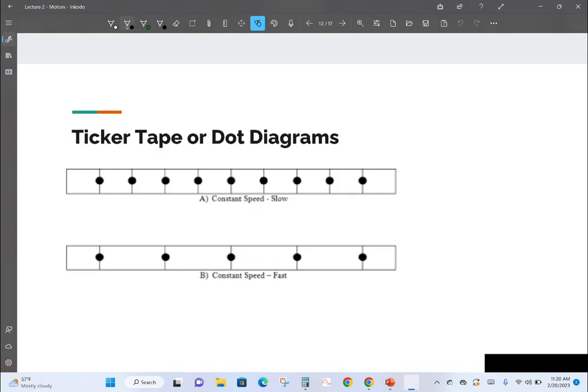So these ticker tape diagrams are a great way to visualize something that's traveling at constant speed. If it's traveling fast, the dots are separated further apart than they would be if they're traveling slow. But they are traveling at a constant speed, and we know that because the dots are equally spaced. But what happens when we speed up?